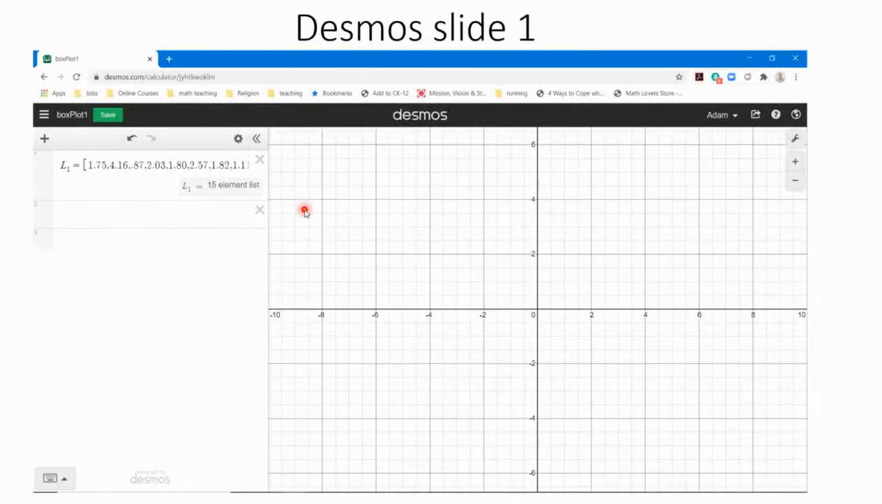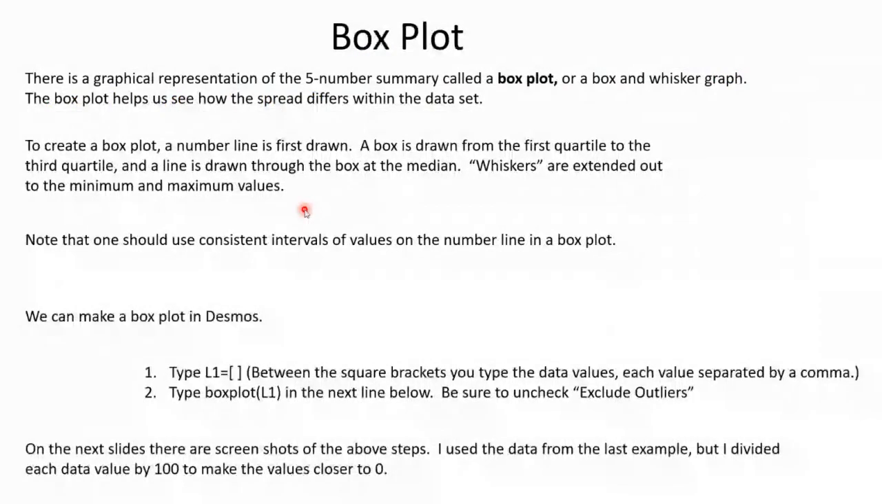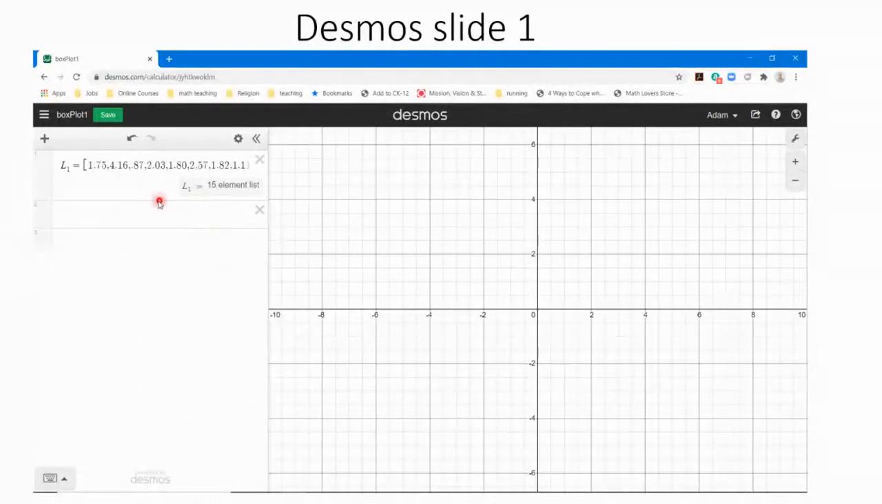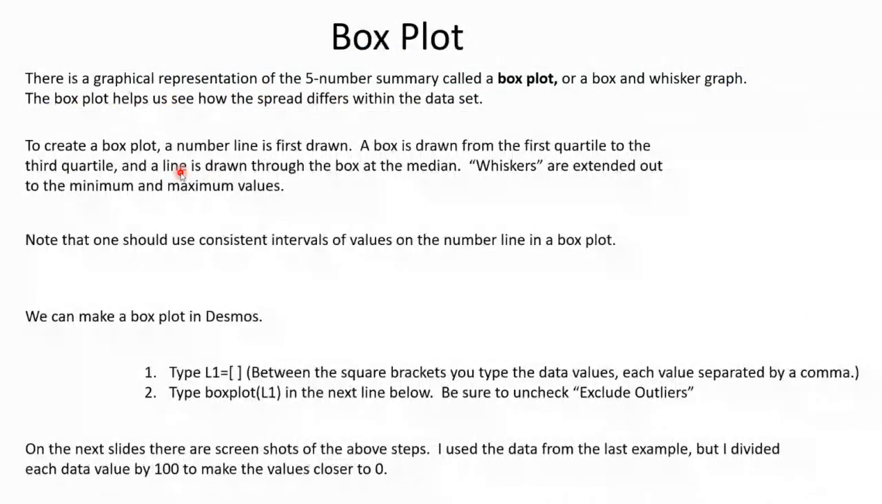So basically what I'm doing here is this. As you can see, I took the data values from the previous example, but just to make it look a little nicer, I divided everything by 100. So in Desmos, you would type it in a list between square brackets. And then you have to tell it to do a box plot. So to list the data values, you type L1 equals, with square brackets, and between the square brackets, you would have the data values. Then you would type box plot L1. And you want to make sure you don't exclude outliers, meaning you uncheck that.